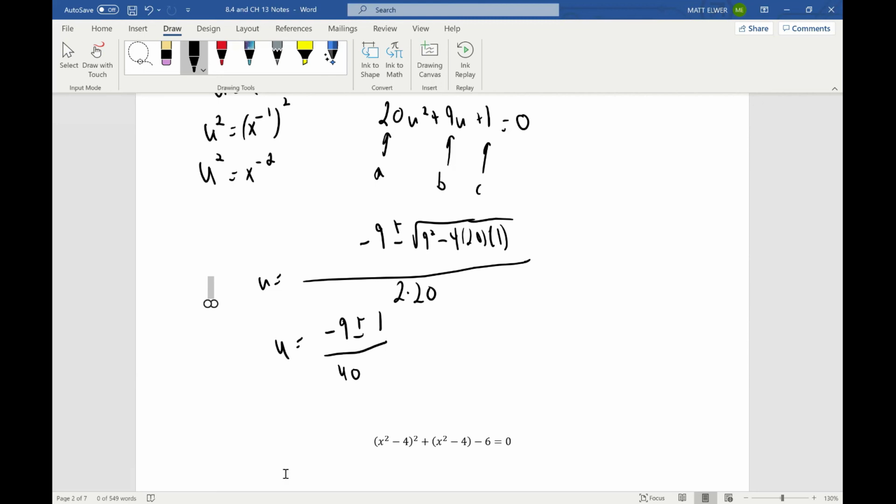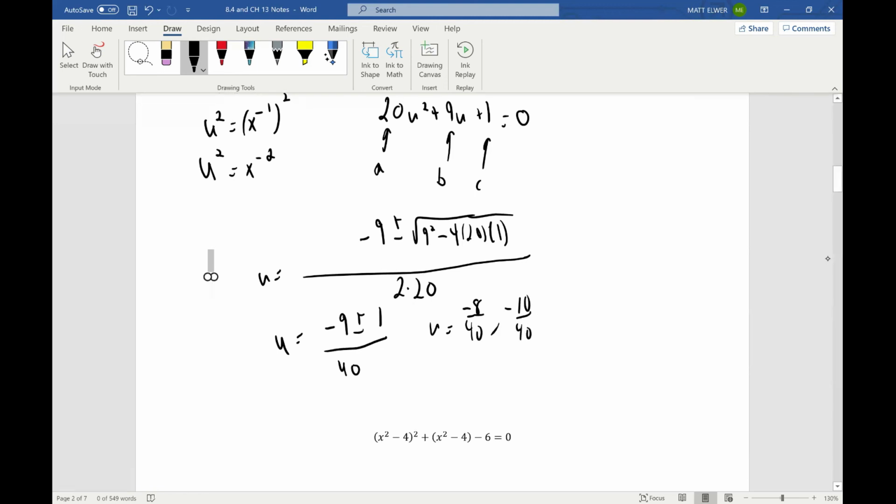And then I can change this into two different things. So we have u is equal to two different things. The first one, u is equal to negative 8 over 40, that's if we add 1. And if we subtract 1, we get negative 10 over 40. After we do that, notice that the first one simplifies to negative 1/5. We get u is equal to negative 1/5, or u is equal to what?